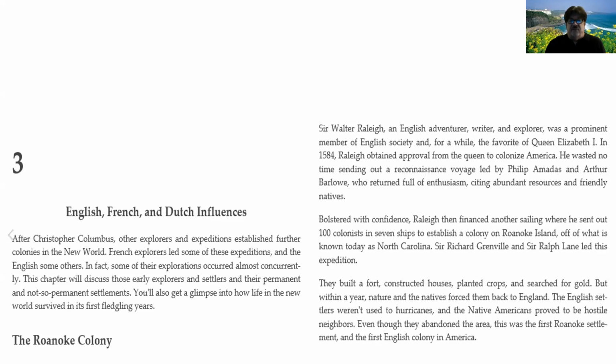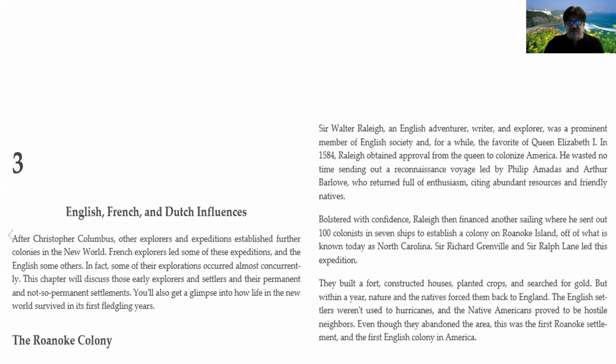Continuing, they built a fort, constructed houses, planted crops, and searched for gold. But within a year, nature and the natives forced them back to England. The English settlers weren't used to hurricanes, and the Native Americans proved to be hostile neighbors. Even though they abandoned the area, this was the first Roanoke settlement and the first ever English colony in America.